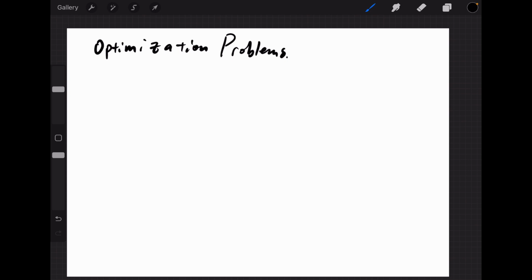So we usually need to find the maximum or minimum of a function in this type of problem. That's why it's called optimization problems. And one of the most common ways to do that is to use the first derivative test.